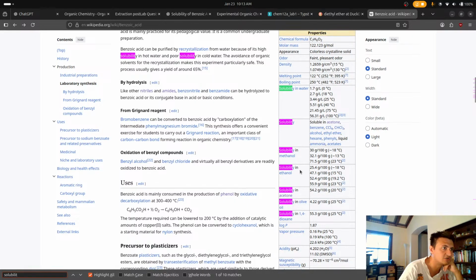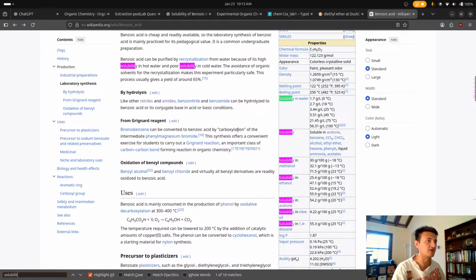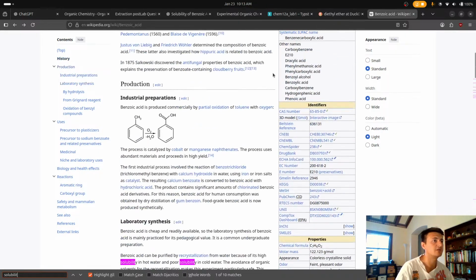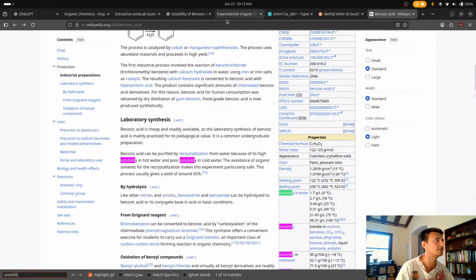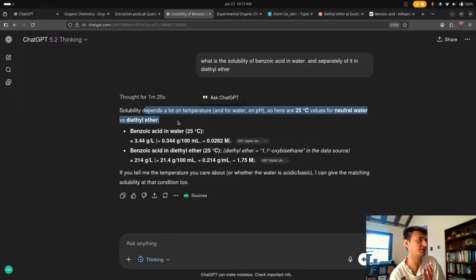Solubility in acetone, solubility in ethanol, methanol, olive oil, 1,4-dioxane. So they do give lots of solubilities. That's pretty cool, but we need to find the one that I'm interested in. Solubility depends a lot on temperature and, for water, on pH. Okay, so this is at 25C.